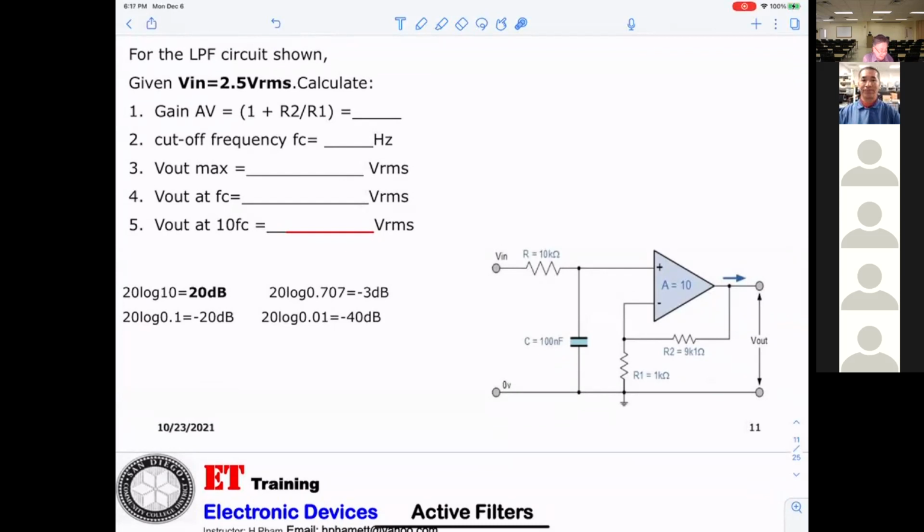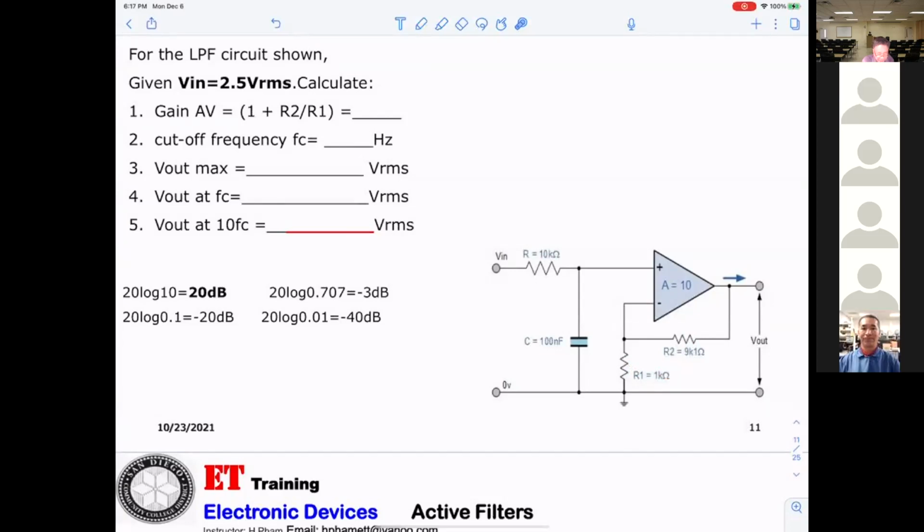This is the non-inverting amplifier, and they already gave you the formula: the gain equals 1 plus R2 over R1. This is R2, this is R1. 9K divided by 1K, plus 1, you get 10.